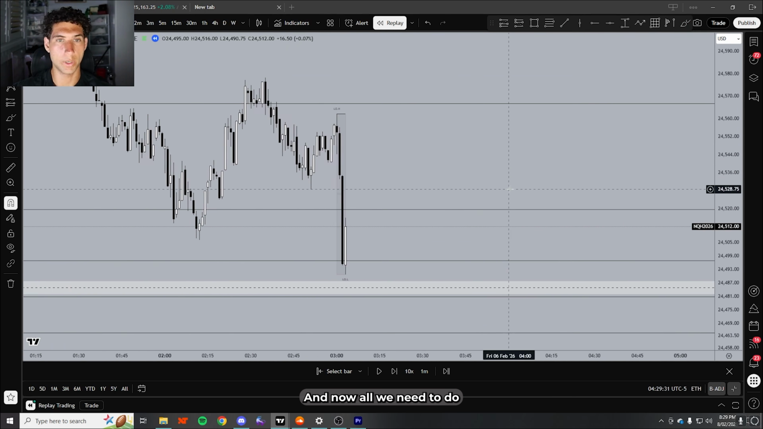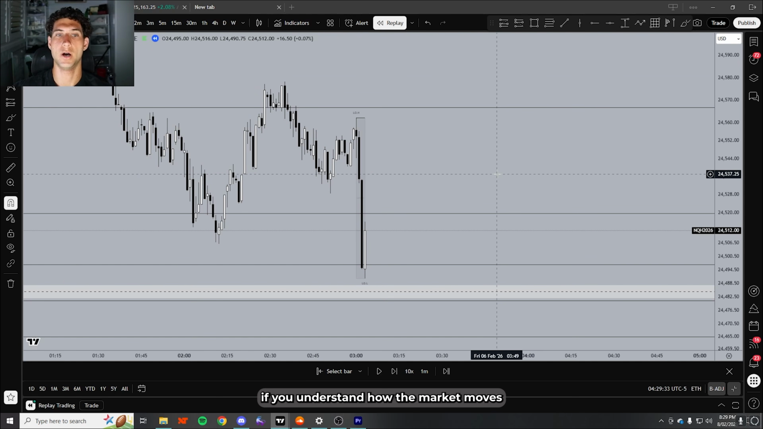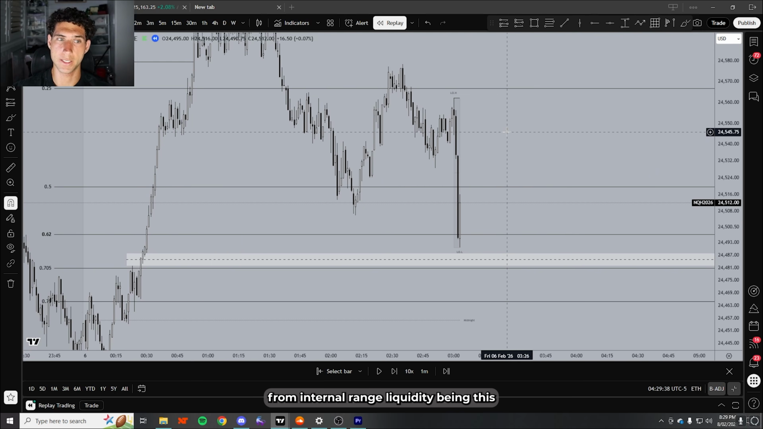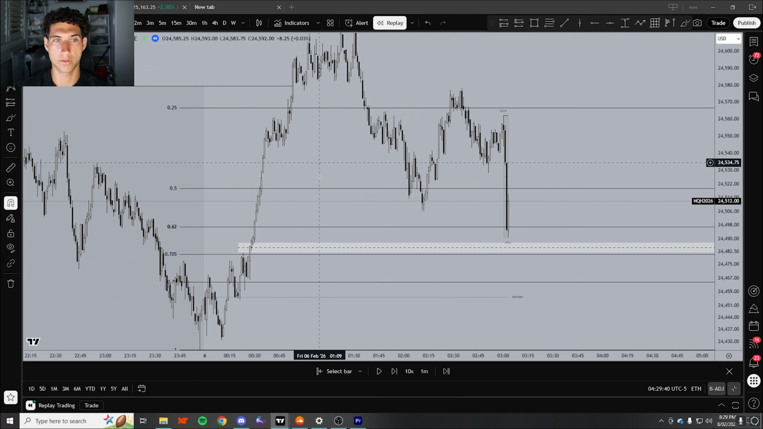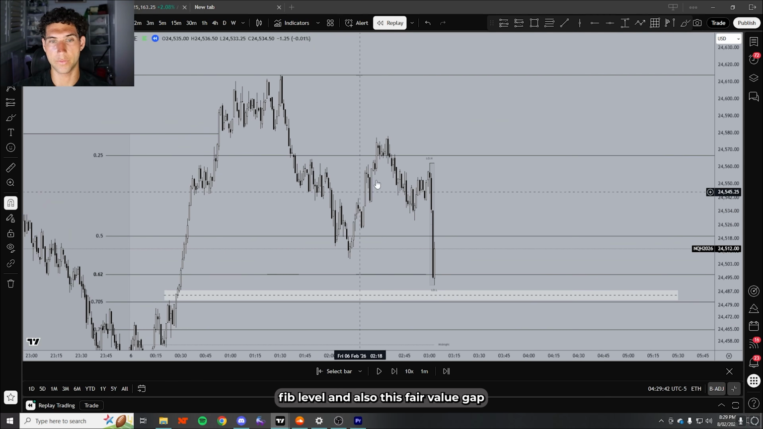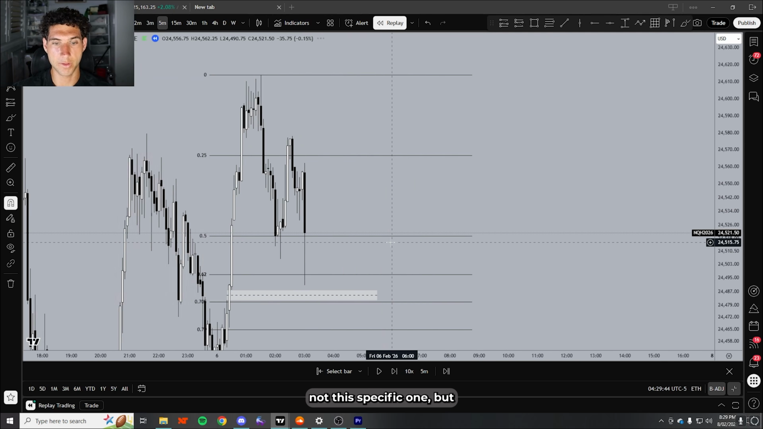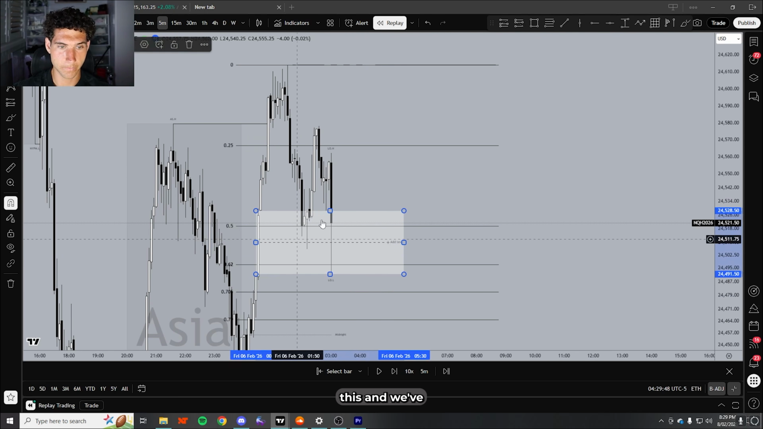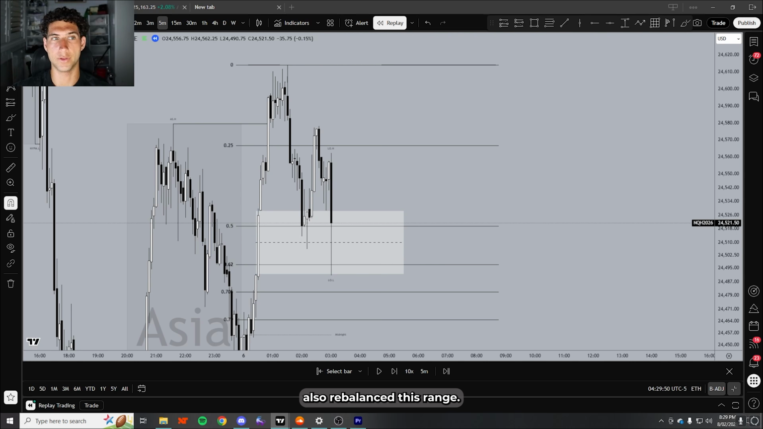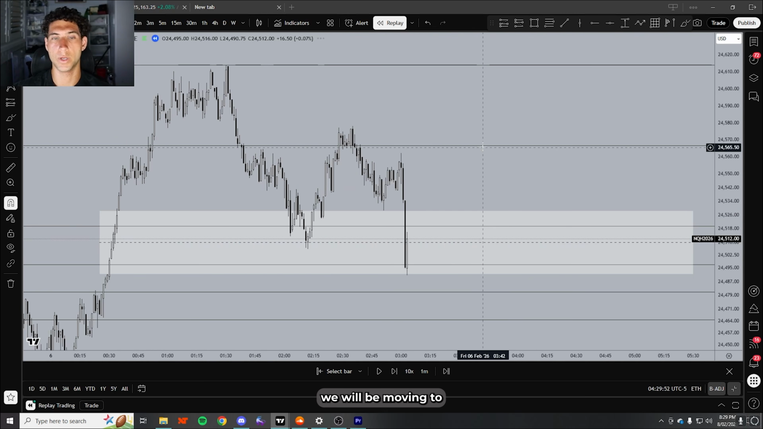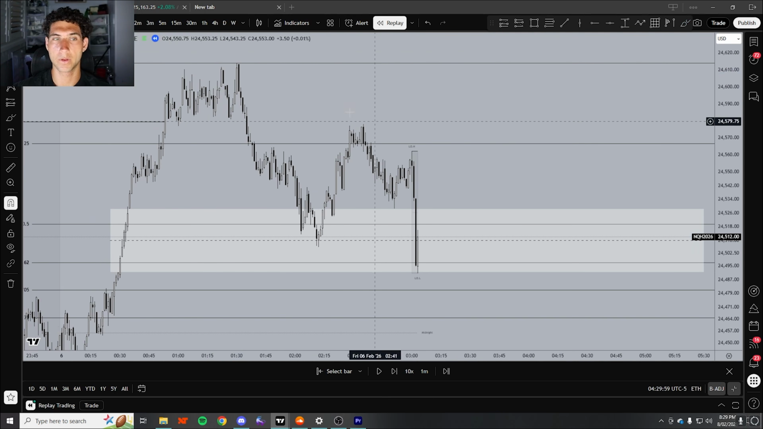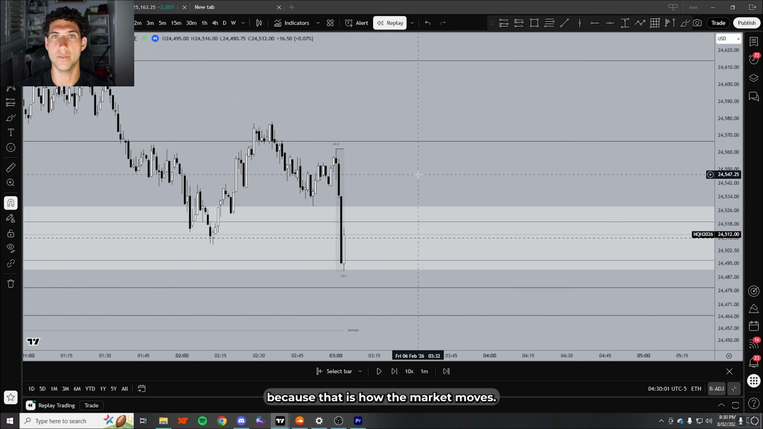And now all we need to do, if you understand how the market moves, now we've moved from internal range liquidity being this fib level and also this fair value gap, not this specific one, but we've touched this and we've also rebalanced this range. So now we will be moving to external range liquidity being this high up here, because that is how the market moves.